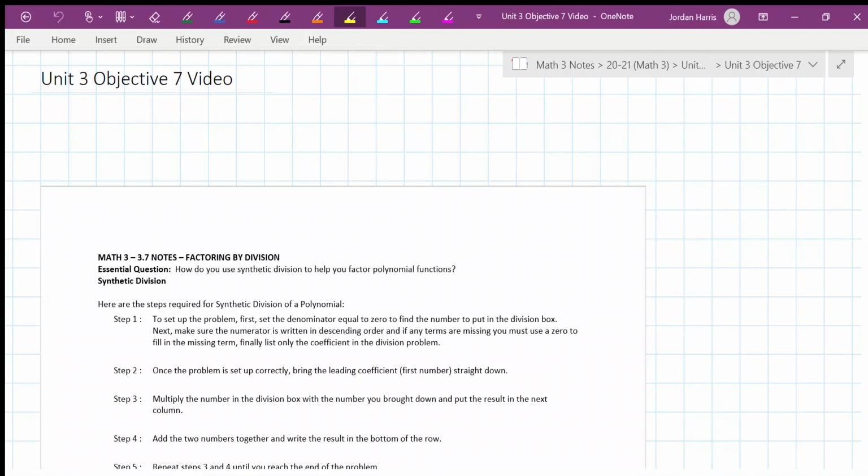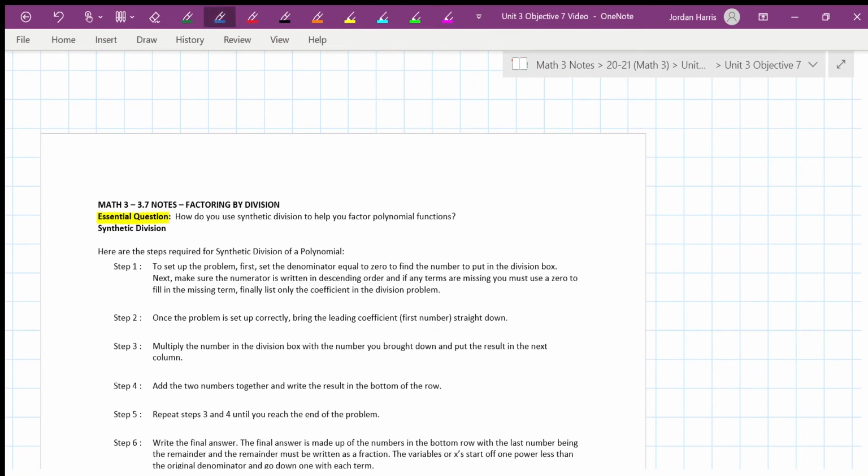This is 3.7, factoring by division. So your essential question: how do you use synthetic division to help you factor polynomial functions? So sometimes we get stuck, right?